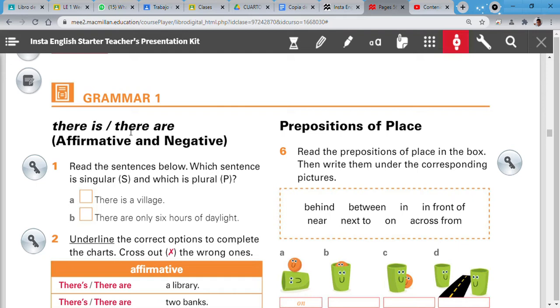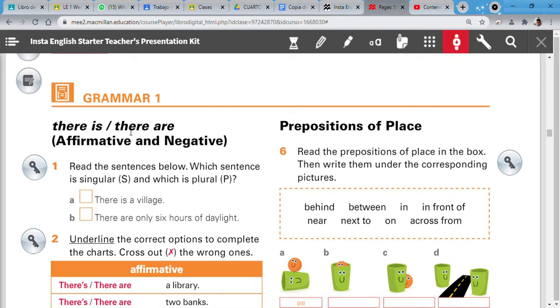Number 1 says, read the sentences below. A, there is a village, and B, there are only 6 hours of daylight. Which sentence is singular and which is plural? Letter S or letter P? Letter S is for singular and letter P is for plural. Let's see. There is a village. There are only 6 hours of daylight. So which one is singular and which one is plural?